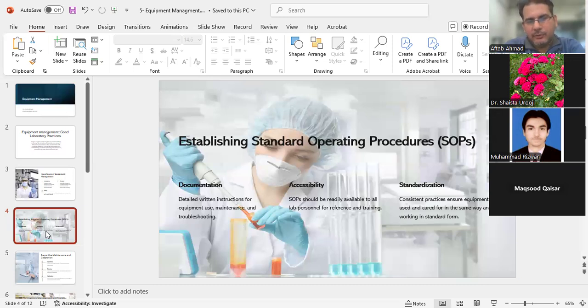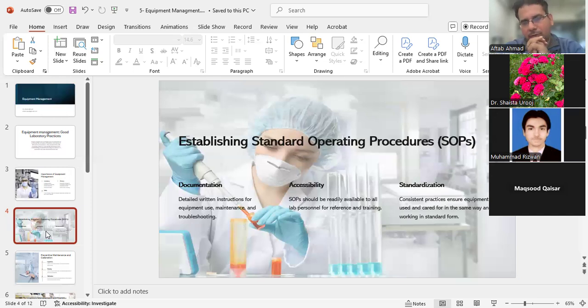Then the other thing is accessibility. The SOPs should be readily available to all the lab personnel for reference and training. So there should be accessibility of all those SOPs, available to all personnel. If somebody is using the equipment, they can log in and book the equipment. That's one way. Another is that they can put a note on the equipment saying that from this time to this time, I'm going to use certain equipment inside the laboratory.